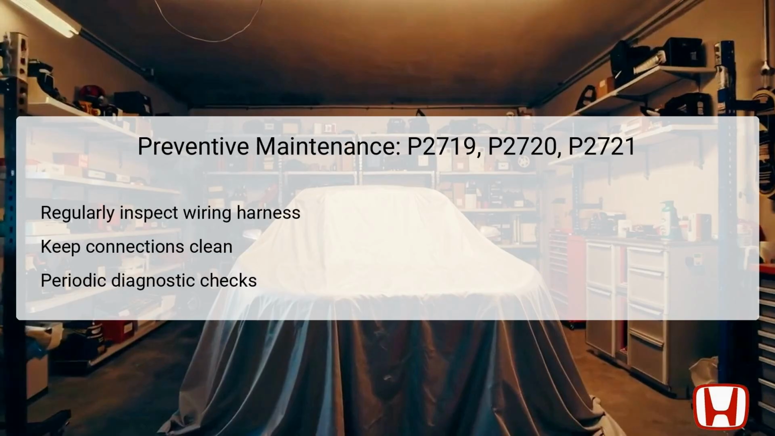Preventive maintenance is vital for preserving the integrity of the AT clutch pressure control solenoid valve D and its associated electrical systems. Start by regularly inspecting the wiring harness that connects to the transmission for any signs of wear, fraying, or disconnections. Such inspections can catch potential problems before they progress into major system failures. Additionally, maintaining cleanliness at the electrical connections prevents corrosion, which could interfere with signal transmission and disrupt solenoid functionality.